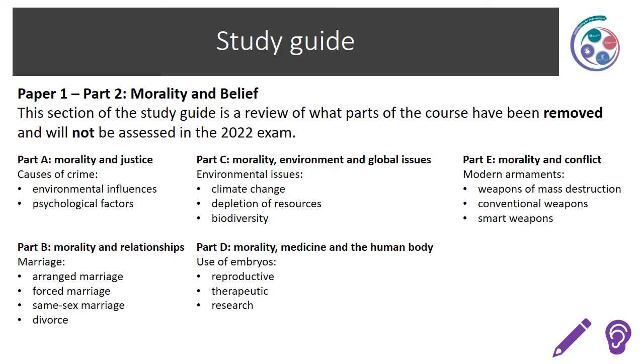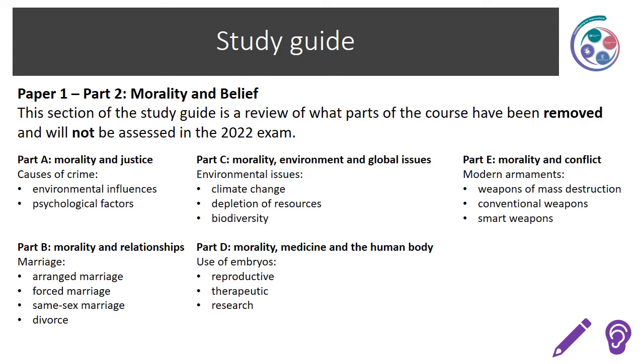Okay, so it's still on paper 1, but this time it's part 2, the morality and belief. This section of the study guide is a review of what parts of the course have been removed and will not be assessed in the 2022 exam. So all these things in each bullet point at the bottom will not be in the exam. They will not ask you about this.